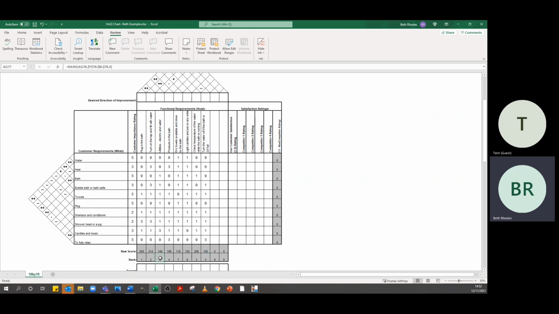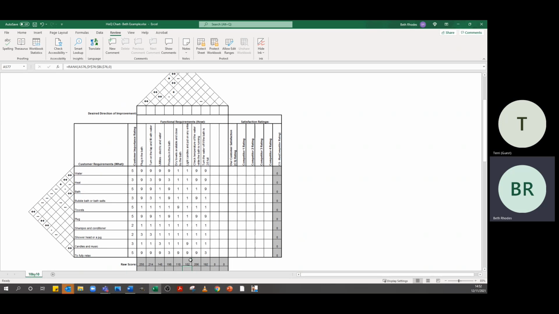The sixth most important thing is having water and electric to be able to do it. The seventh is having dry towels for when we get out. And the eighth is setting the scene and having nice candles and music to listen to.